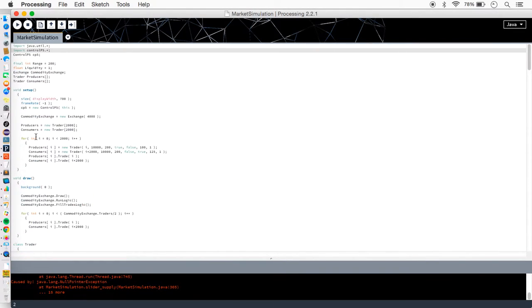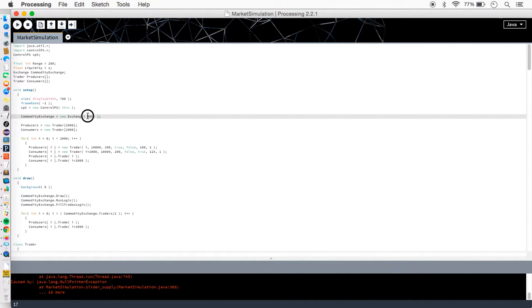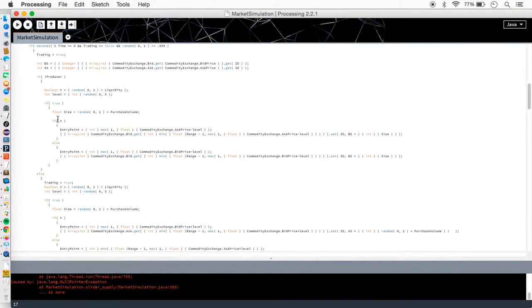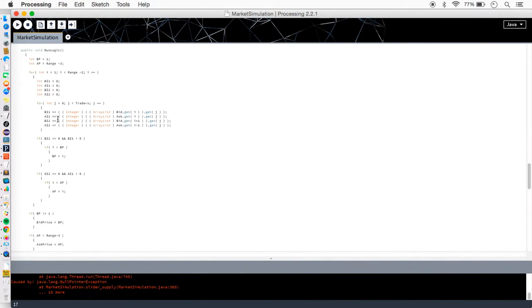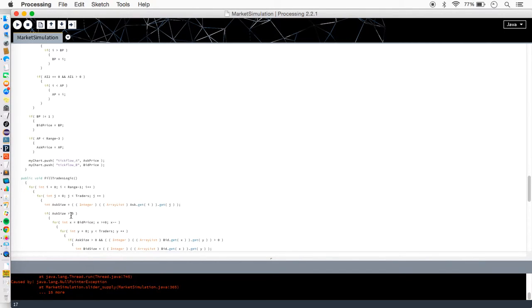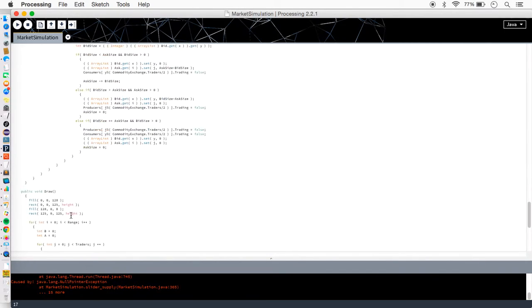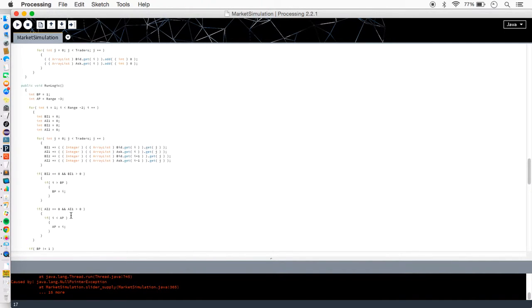So it's obviously not the most efficient memory-wise. All I needed it to do was work, and it does. So obviously, consumers, producers, and then the exchange, which shows right now 4,000 traders, obviously. And if you scroll down, the matching engine is Field Trades Logic. This is the matching engine. So it matches the buyers and the sellers together. And this is the run logic.